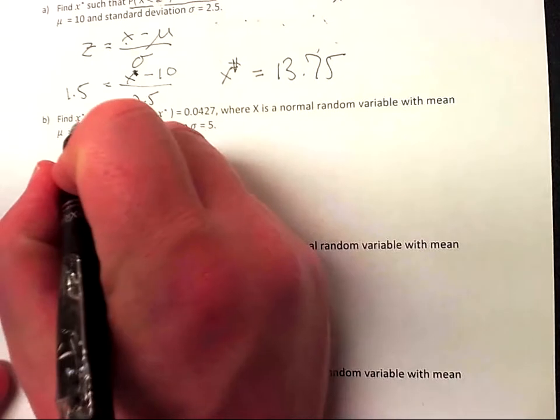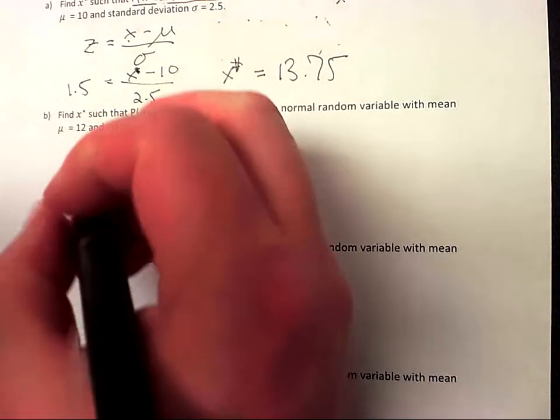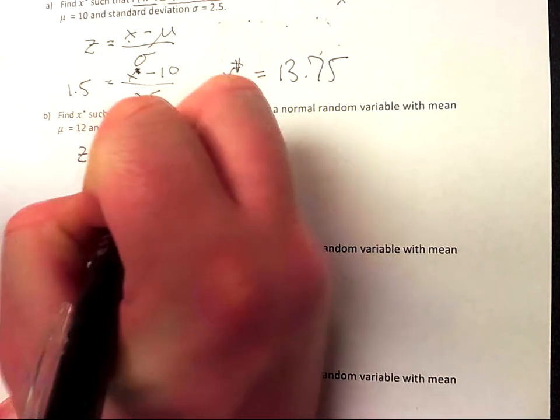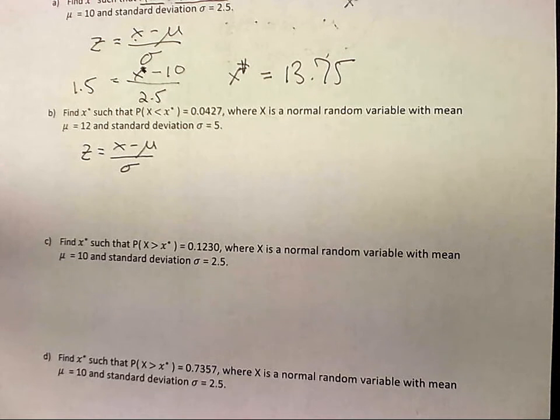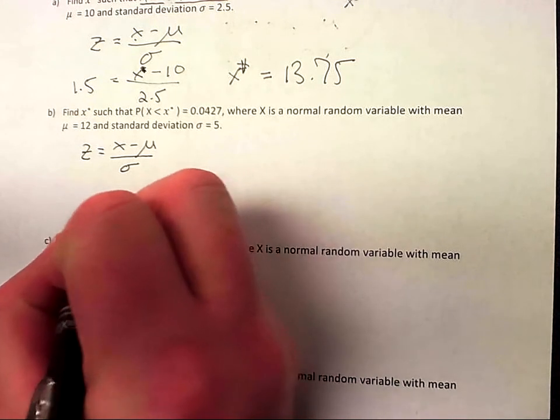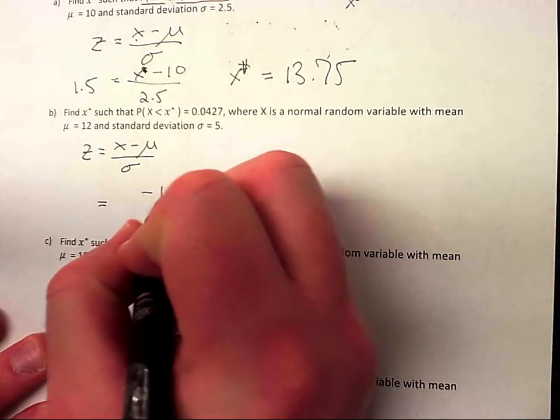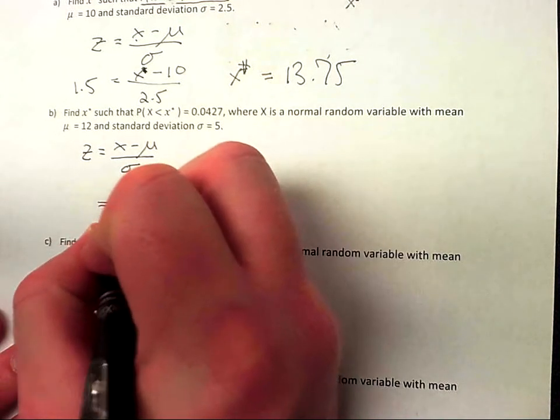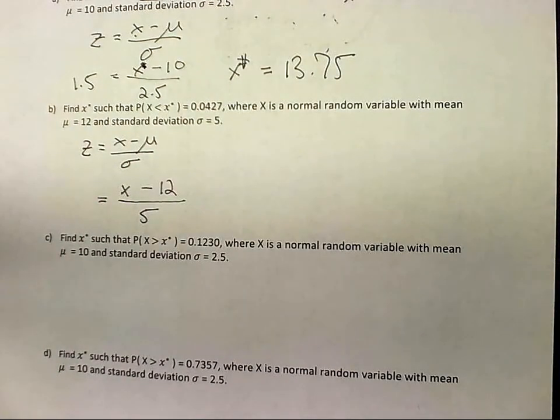All right, so what we're trying to do is find X star. And the easy way to do this is simply just to use our formula of Z is equal to X minus mu over sigma, where here it should be understood that X is the same thing as X star. What we can do now is substitute in our mean into this formula, which is 12, and we divide by our standard deviation, which is 5. And again, we're still just looking for X. But now we're also not given a Z, but what we are given is this percentage, right?